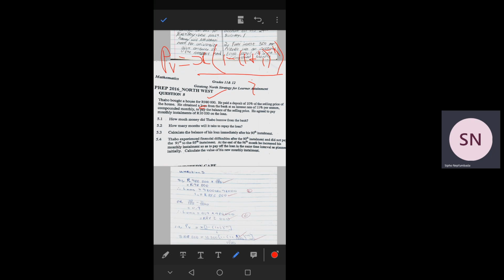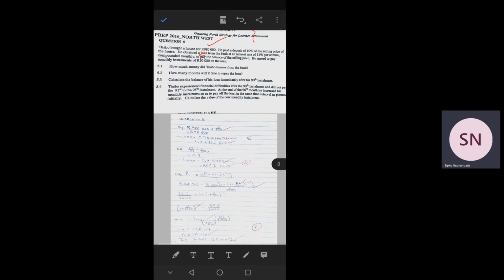So now, from the bank at an interest rate of 11% per annum, compounded monthly, to pay the balance of the selling price, we agreed to pay a monthly installment of 10,000 on the loan. How much money did Tabo borrow from the bank?